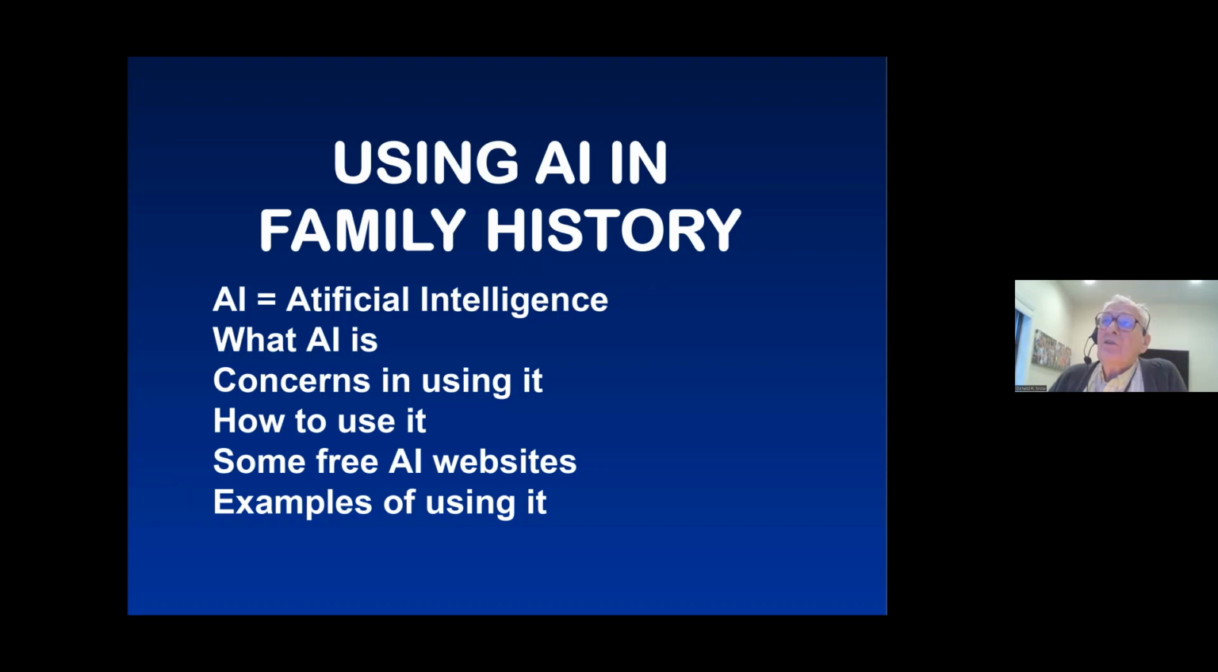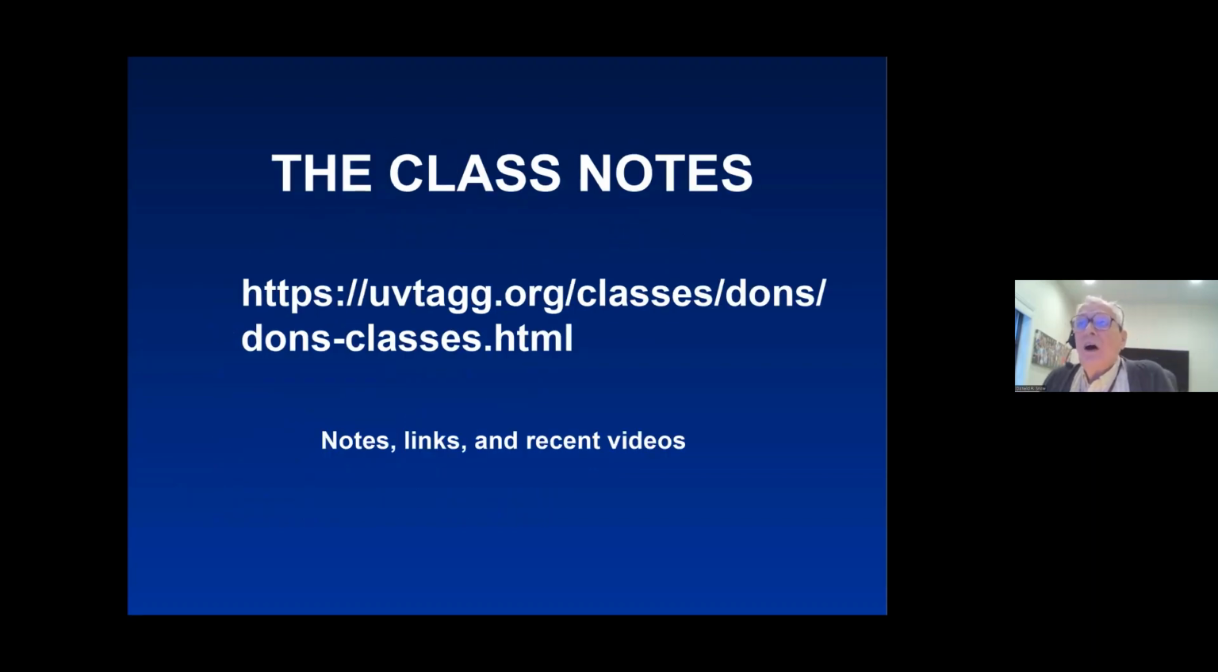Now, the class notes are always on my website, and there's the link: UVTAGG, that's Utah Valley Technology and Genealogy Group.org, classes slash dons slash dons hyphen classes.html. All my notes are on there for the past classes, etc., and these notes will stay on there as well. There are links on how you can watch videos and that sort of thing. So we'll take a look right now at what those notes look like.